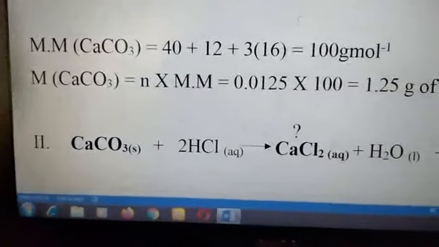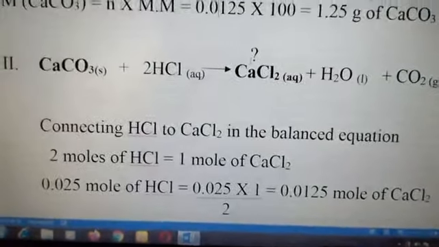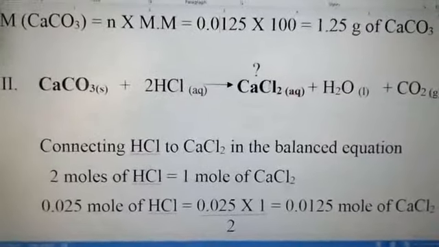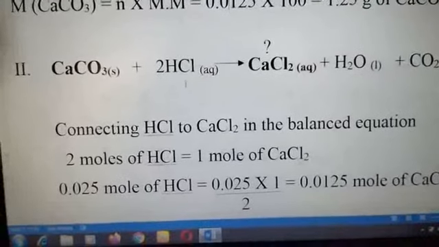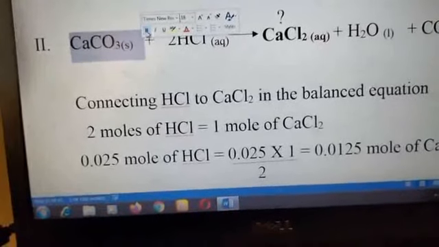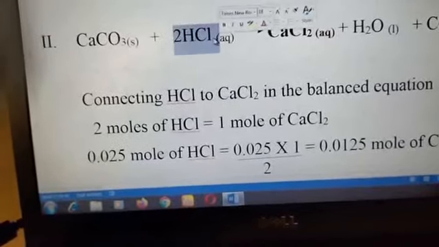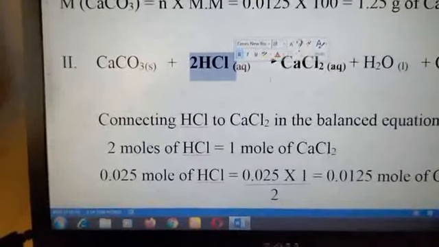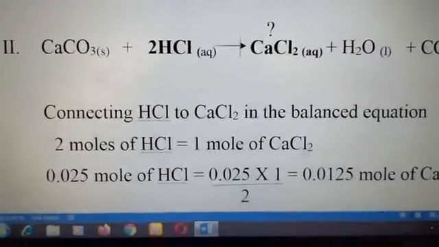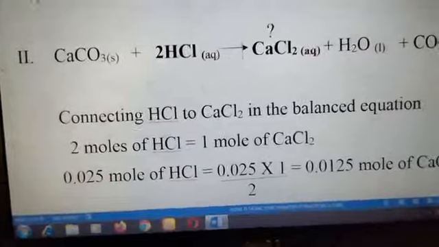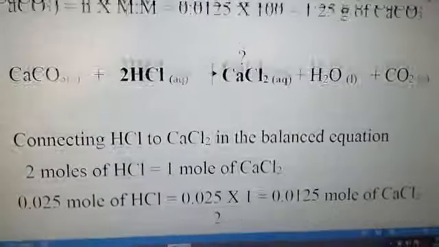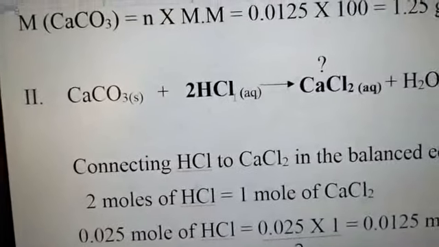Having done that, the next question says we should find the mass of calcium chloride produced. This time around, our question mark is on calcium chloride, the unknown. And then we connect. The known substance is HCl. We connect HCl, the known, to calcium chloride, the unknown. So you see that statement, connecting HCl to calcium chloride in the balanced equation. Why do we use HCl? Because already we have calculated the number of moles of HCl using the concentration and the volume.